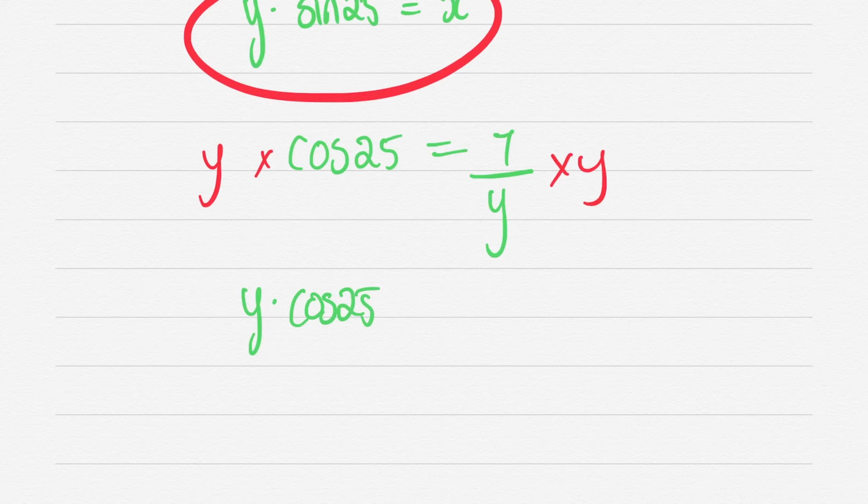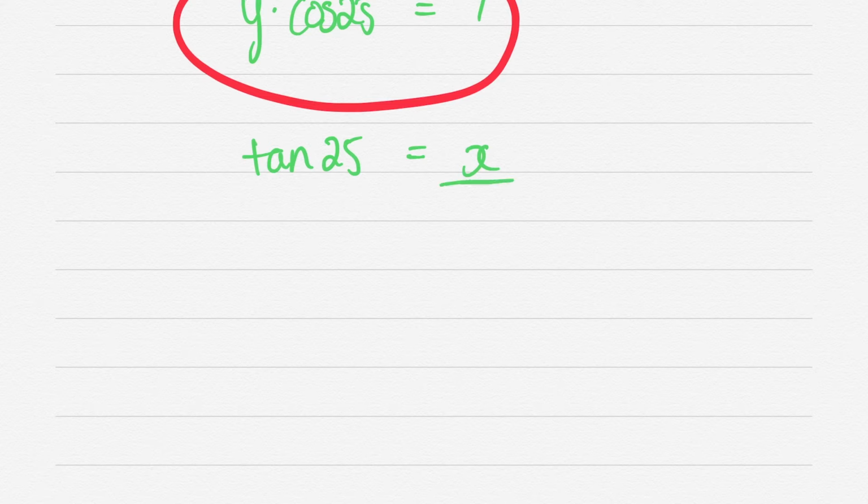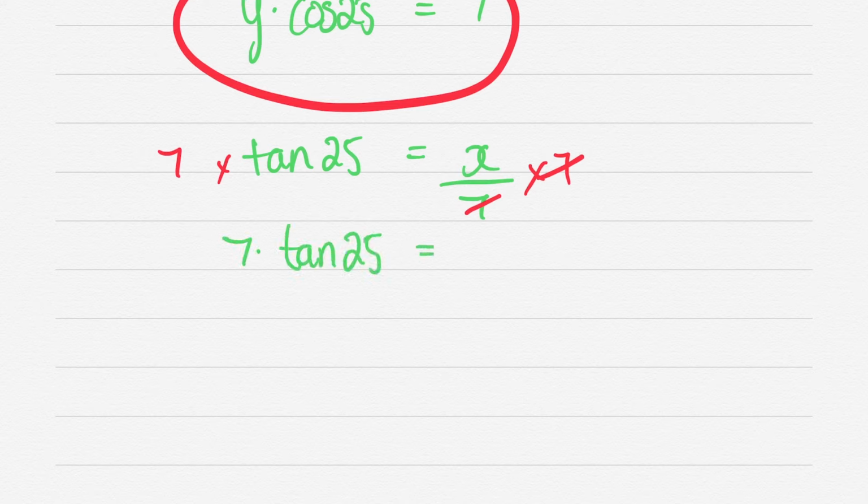So we've multiplied on both sides by y to try and cancel out the denominator on the right-hand side. You've got y cos 25, which is equal to 7 now because the y's have cancelled. Now let's do this. Tan 25 is equal to x over 7. Times by 7, if you've got a denominator, it cancels. There we go. So we've got x is equal to 7 tan 25. Now we're starting to talk business. Doesn't that look a little bit better?